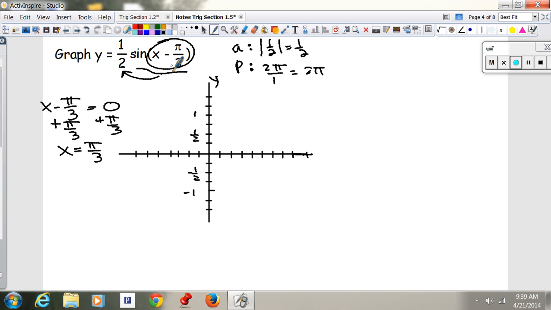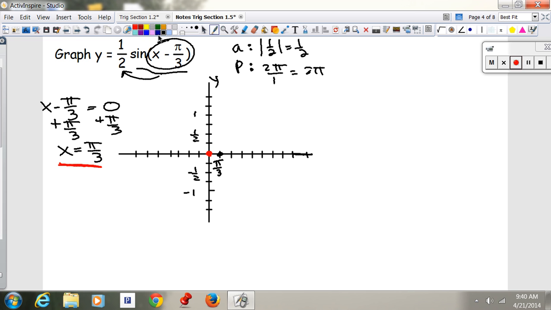So instead of starting here at 0, I'm going to put pi over 3 right here. That's going to be my 0 point. That's going to be my first intercept. Now in red, I'm going to put what we would normally do. If this didn't have a minus pi over 3, if it just said x, we would have started right here. But since it had this negative pi over 3 and we had to solve it, it's telling me now I have to start at pi over 3, not at 0 anymore.